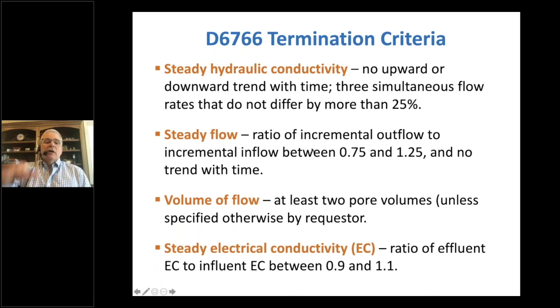First thing we look at is the hydraulic conductivity changing with time, no upward or downward trend. Is the flow in and out of the specimen steady? Are we getting comparable inflow and outflow? Have we had enough volume of flow for chemical interactions to occur? We use at least 2 pore volumes, unless otherwise specified by the person requesting the test. At least 2 pore volumes, meaning that the volume of voids in the GCL, we have to at least flush 2 times that volume with liquid. A lot of times it may take 20 or 30 pore volumes to get to equilibrium.